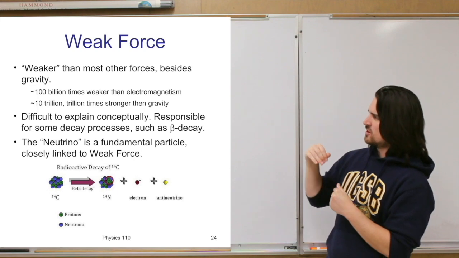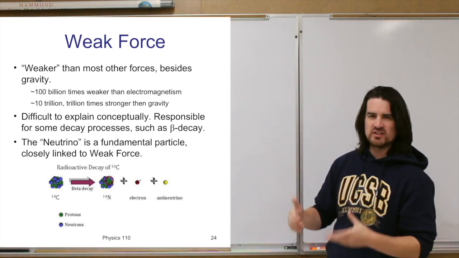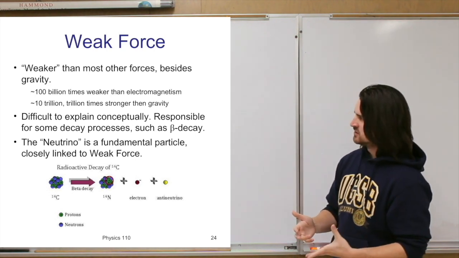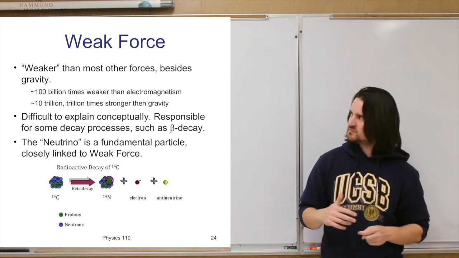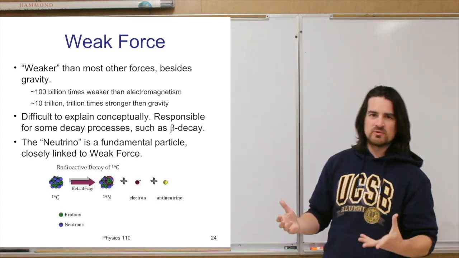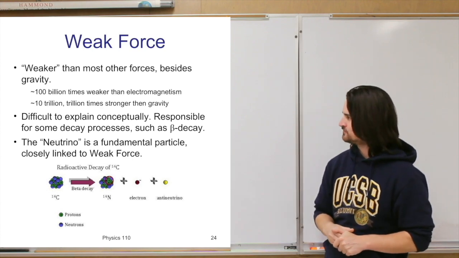The weak force is roughly 10 trillion, so that's 10 with 25 zeros, times stronger than gravity. So again, it's weak relative to the strong nuclear force, but it's still much stronger than gravity.